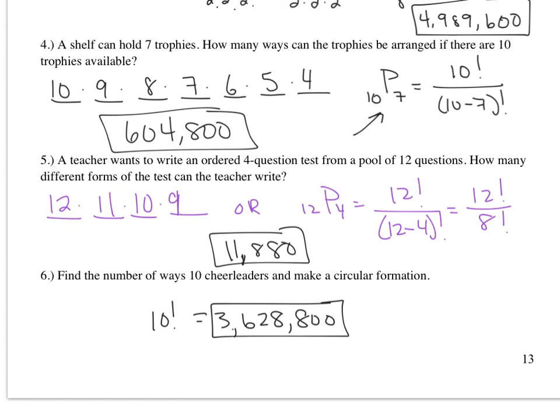And for number 6, find the number of ways 10 cheerleaders can make a circular formation. So that's just 10 factorial. So 10, 9, 8, 7, 6, 5, 4, 3, 2, 1. And you get 3,628,800.